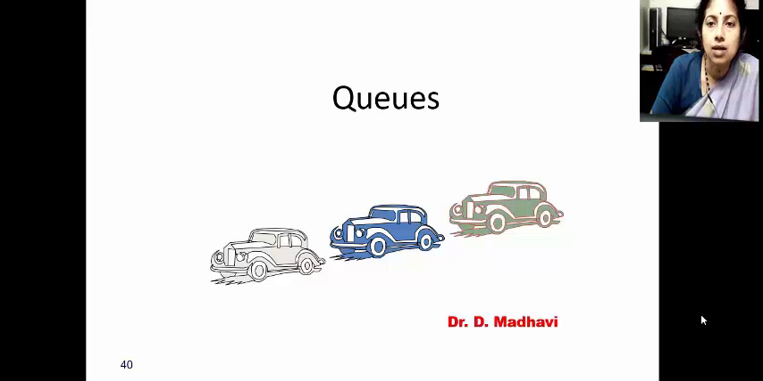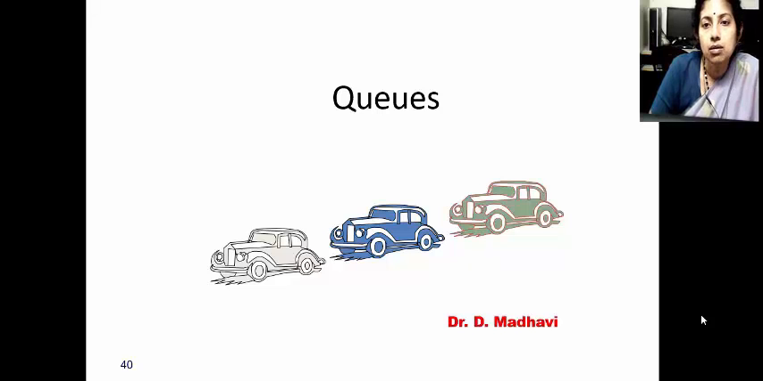In this class, we are going to discuss a linear data structure called queue. In the last class, we discussed a linear data structure, the stack. Stack has a specific characteristic: last in, first out. The element that is inserted last will be taken out first.